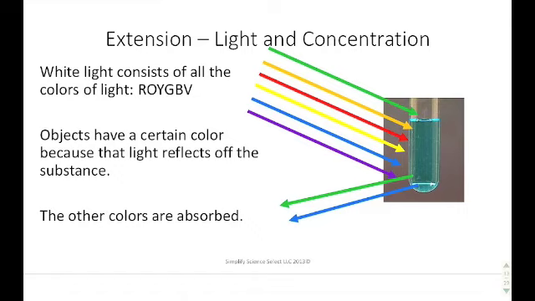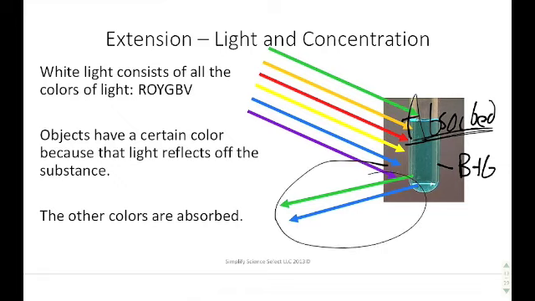So objects have a certain color because the light reflects off of that substance. So the reason why this solution appears to be blue-green is because all of the light comes in and every color except for blue-green is absorbed. You do not see the color that is absorbed. You only see the color that reflects. So we can say because something is blue-green, the light reflects and is therefore not absorbed. Okay, that's going to be really key moving forward.